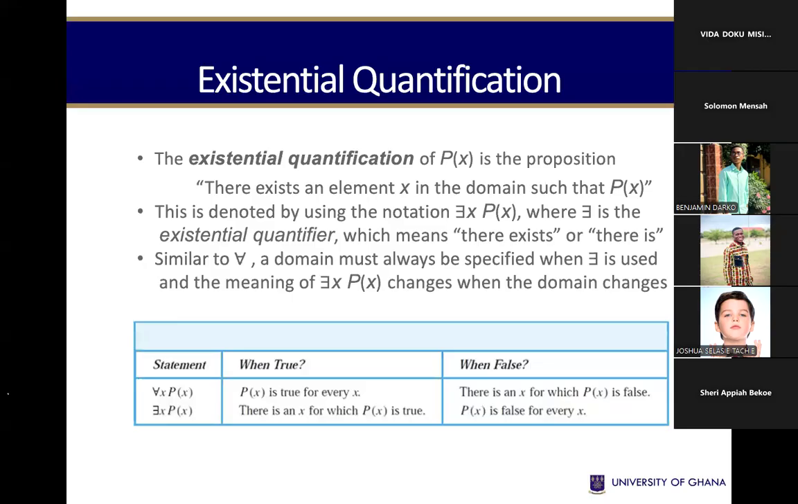If I only have one to be true and the rest are false, then in terms of the existential quantifier, it is still true. Because existential quantifier means that I need to find at least one x that makes P of x true.